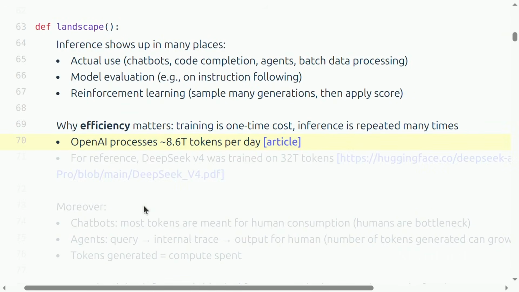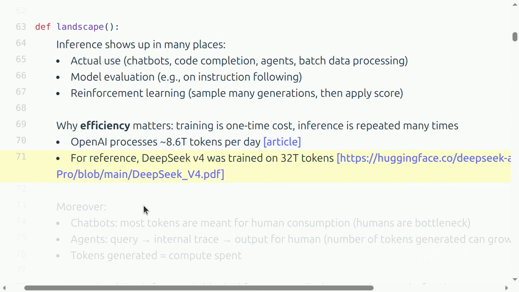OpenAI is estimated to produce 8.6 trillion tokens a day. And just for reference, DeepSeek v4, which came out earlier this year, was trained on 32 trillion tokens. So in less than 4 days, the number of tokens that OpenAI has to produce, and therefore the compute, is at least a DeepSeek v4. And of course, even the frontier models might be trained on more tokens, but still the number of tokens generated for inference is going to be higher. So that's just some perspective.